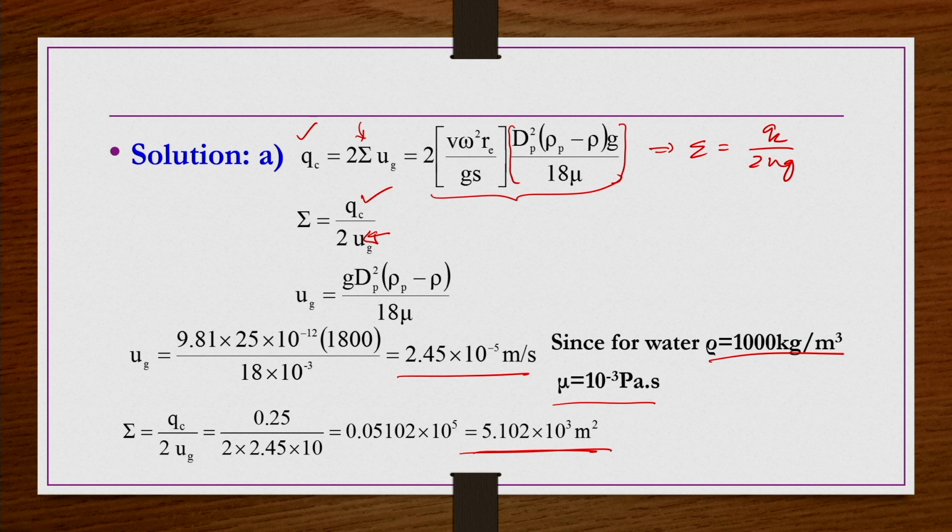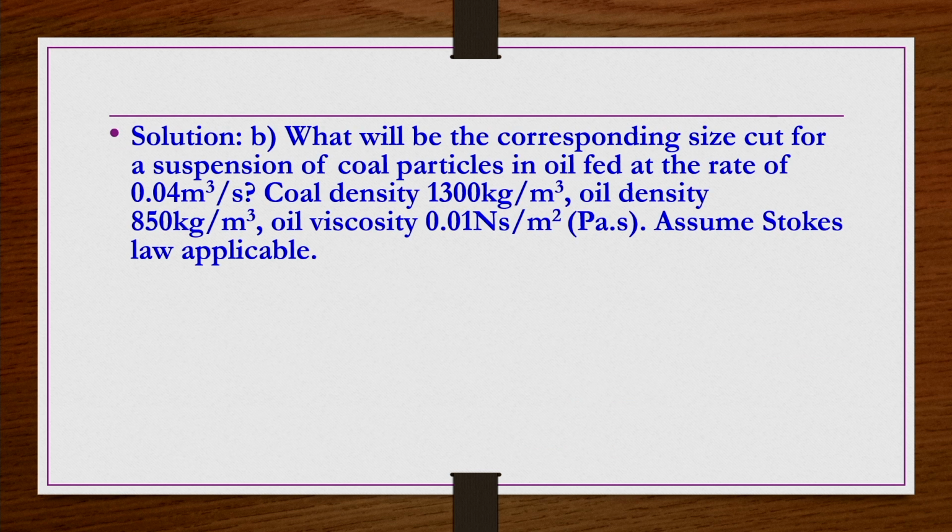So what does this mean? Whatever separation you are doing using the centrifugal bowl, if you wanted to do the same separation by a gravity sedimentation tank, then you have to have such a big gravitational sedimentation tank whose cross-sectional area is 5.102 into 10 power 3 meter square. Such a big sedimentation tank one should provide. Okay.